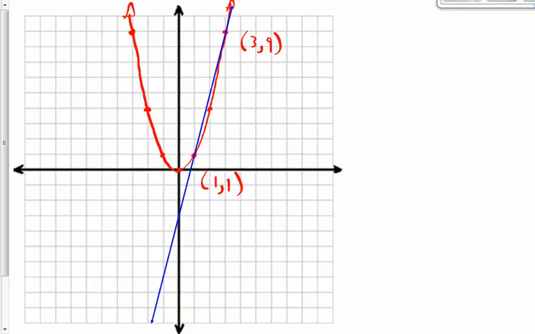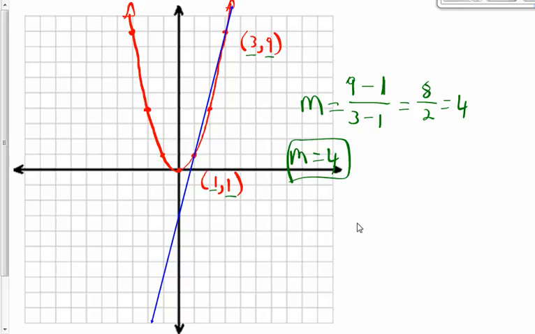So we want to find the slope of this secant line. The slope of the secant line is going to be y2, 9, minus y1, 1, over x2, which is 3, minus x1, which is 1. This turns out to be 8 over 2, which is 4. So this blue secant line has a slope of 4.